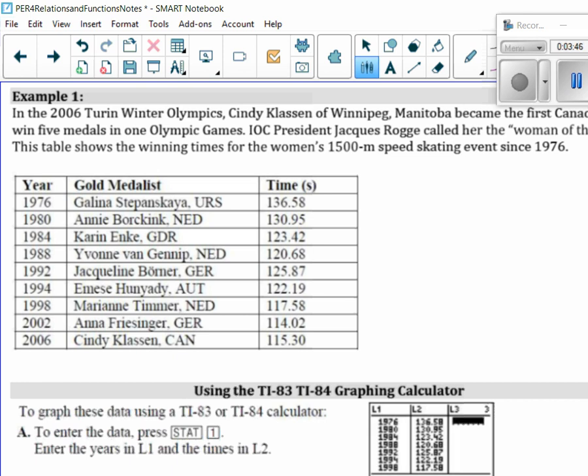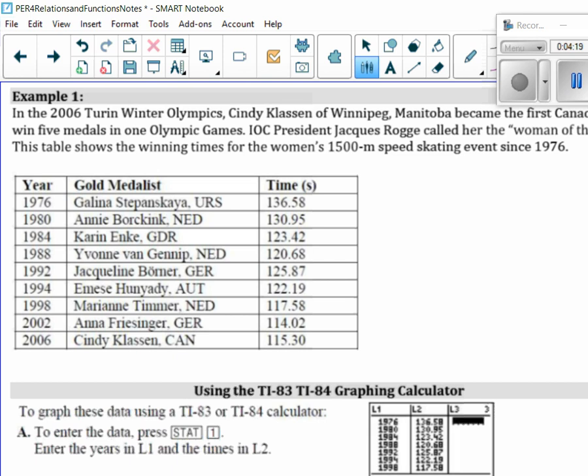Okay, so now what we're going to do is, obviously, this is going to give you a scatter plot, and we're going to graph it on our graphing calculator. So let's look at example 1. In 2006, Turin Winter Olympics, Cindy Clausen of Winnipeg, Manitoba became the first Canadian to win 5 medals in one Olympic game. IOC President Jacques Rogge called her the woman of the games. The table shows the winning times for the women's 1,500-meter speed skating since 1976. So we are going to now graph these.